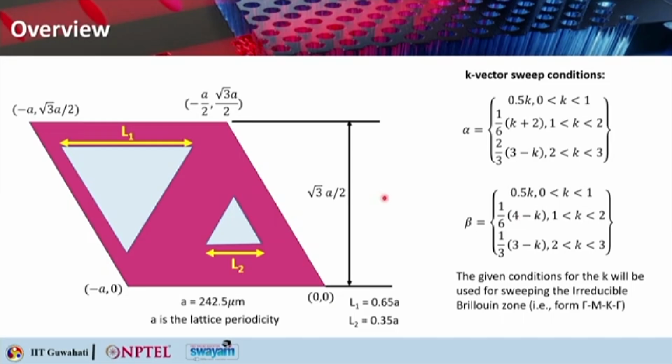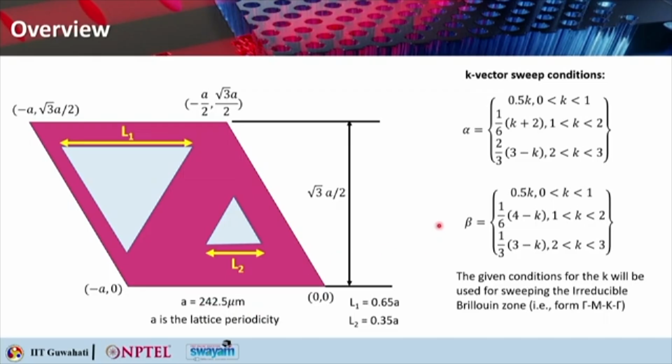Here we will first consider the unit cell which has two inverted asymmetric triangles. As you can see, these are equilateral triangles, so every side is of equal length, but for this one the length is L1 and for this one the length is L2. L1 was taken to be 0.65a and L2 was taken to be 0.35a. What is a? a is the lattice periodicity. It is taken to be 242.5 micrometer in this particular example.